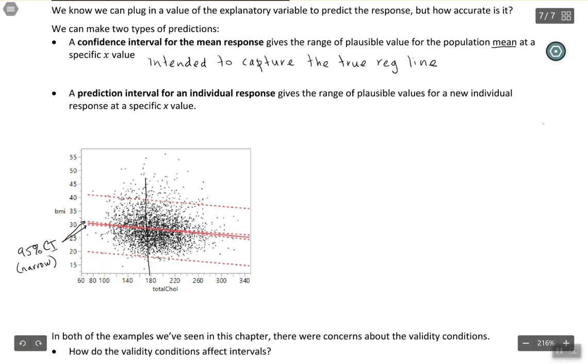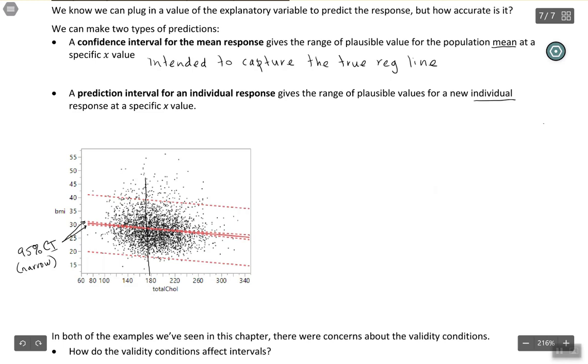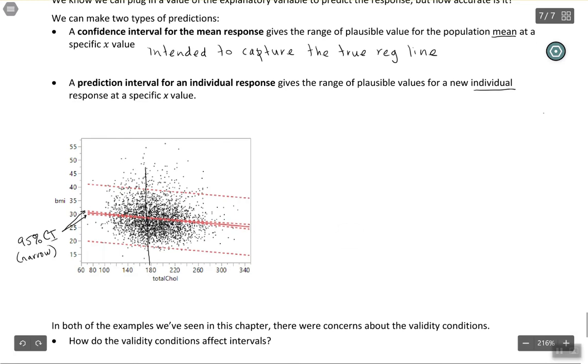But maybe you're not interested in the mean value. Maybe you're interested in predicting for an individual, right? This is giving the range of plausible values for an individual at a specific x value. Okay, so here, if you're talking about individuals, individuals are going to vary a lot. So this is going to have to be a lot wider. So this is our 95% prediction interval. And if you're looking at the two on the graph, this is going to be the wider of the two.